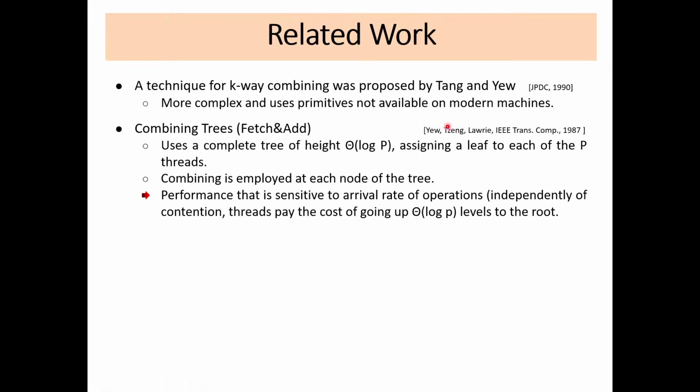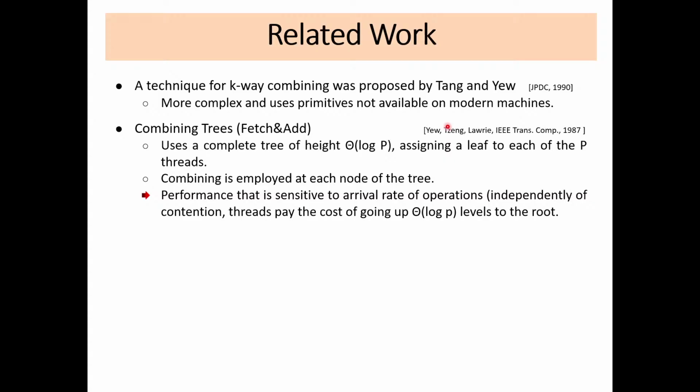There is a technique called combining trees for fetch and add that has been proposed in IEEE Transactions on Computers. It uses a complete tree of height Θ(log p), assigning a leaf to each of the p threads. It employs combining at each node of the tree, but it has been criticized that its performance is sensitive to the arrival rate of operations, because independently of the contention, of how many threads you have, all threads have to go up the entire path of depth log p, and this is a lot of shared variables to access as you go.